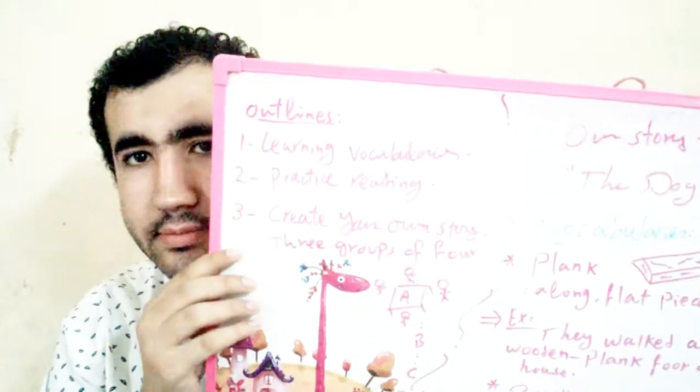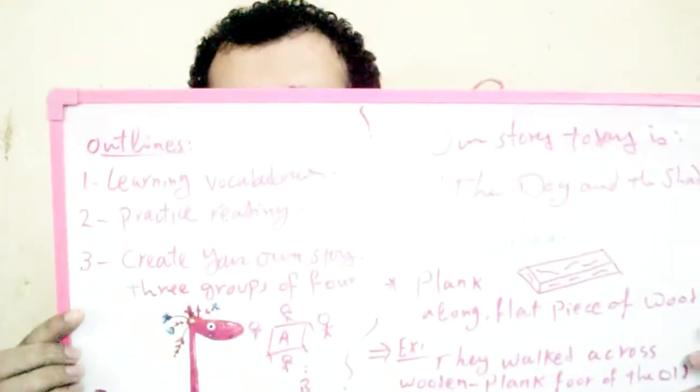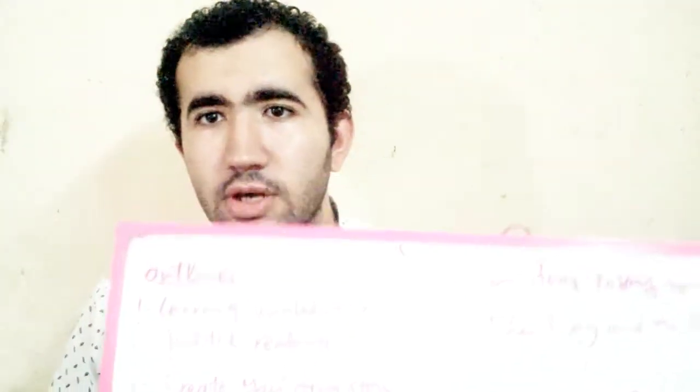Alright, so first of all, let's see our new vocabularies of the story. Today's story is about the dog and the shadow. Of course, the shadow of the dog, okay? So the vocabularies, let's just look at it. Plank. Alright? So what does plank mean?